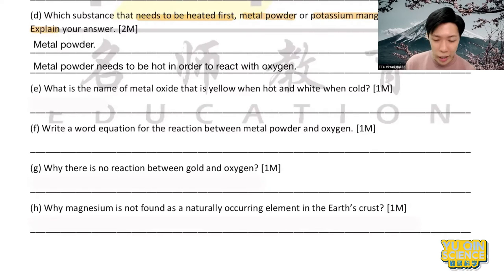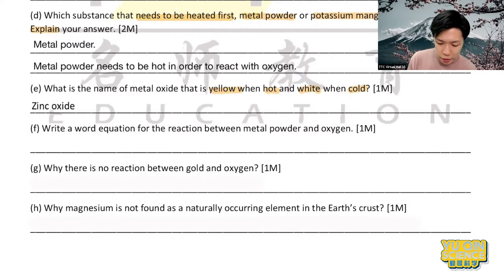Okay, what is the name of the metal oxide that is yellow when hot, white when cold? This one is a bit tricky, this question. You can exclude this, but just to let you know, that's zinc oxide. The color is yellow when it's hot, white when cold. It's okay. I don't think you will probably see this question in the exam.